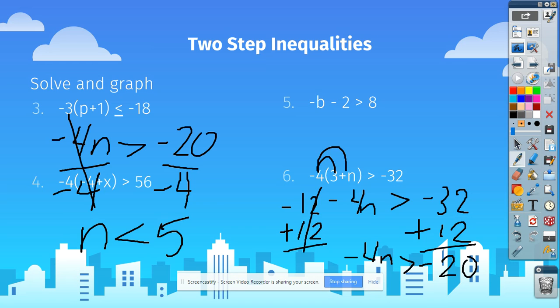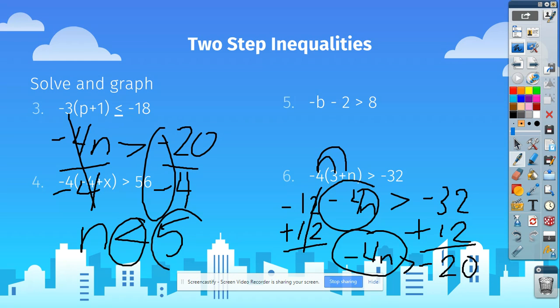Okay? If you need to, go back and watch it. So we started by doing the distributive property. We distributed both the 3 and the n. Okay? And we did not forget our negative right here. Right here, we cannot forget our negative. And when we divide by a negative, our sign flips. And a negative divided by a negative is a positive.